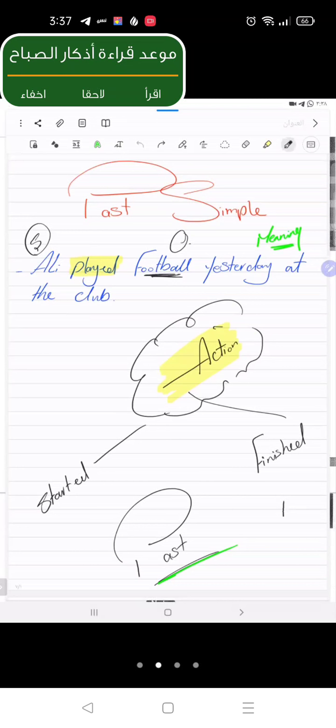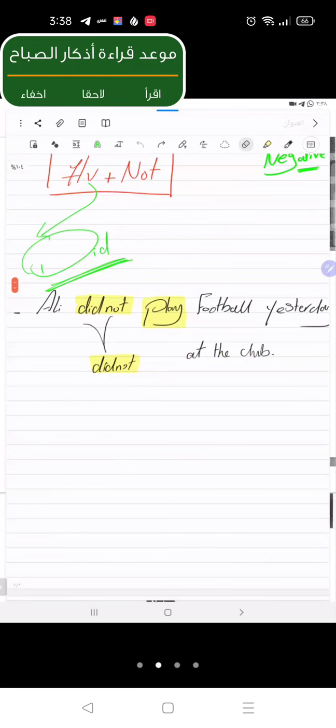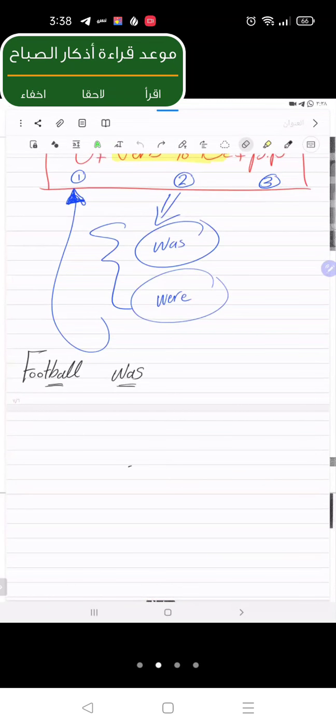Could you tell me what is the third form of the verb play? Played, excellent. So we will say football was played. And if we wanted to mention the name of the subject, we could use by Ali. But this is optional. Optional معناها اختيارية.